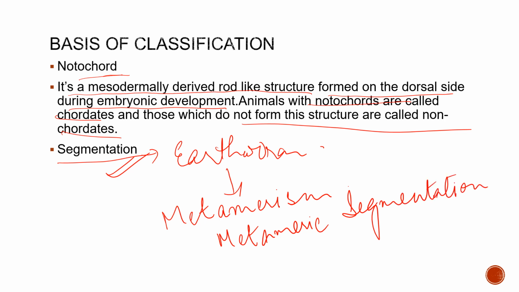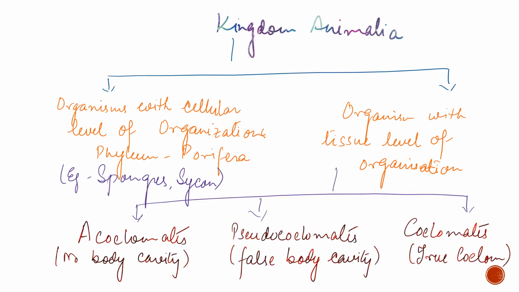Okay, is it clear? Now we will move on with the details of animal characters and the classification of the animal kingdom. Here we are starting with kingdom Animalia, and we are dividing it on the basis of cellular organization. Organisms with a cellular level of organization come under the phylum Porifera, that is sponges and Sycon.